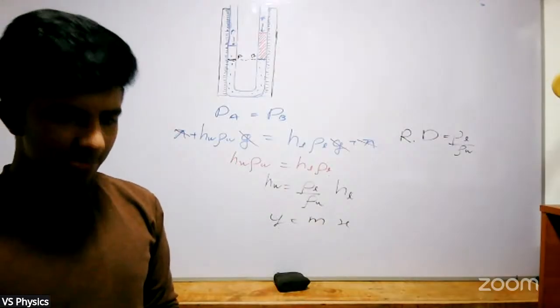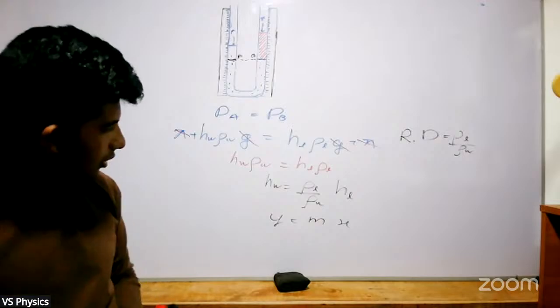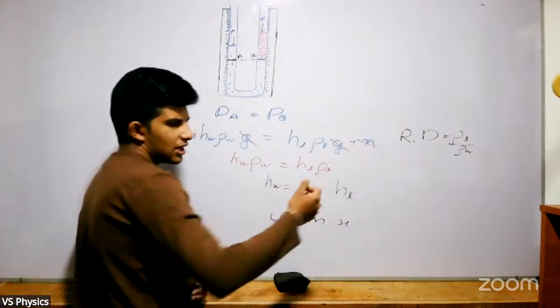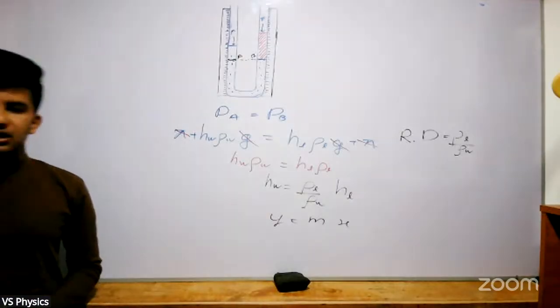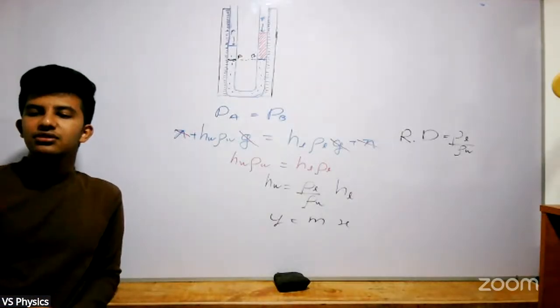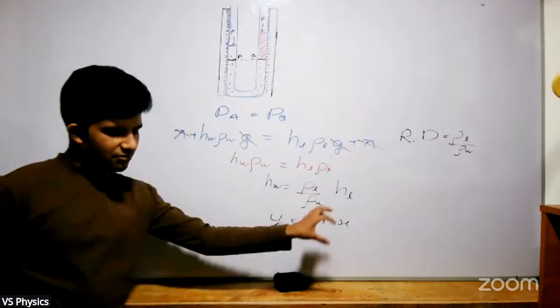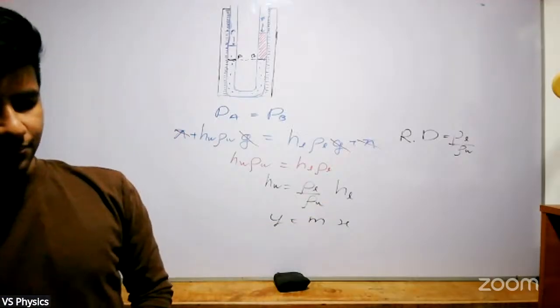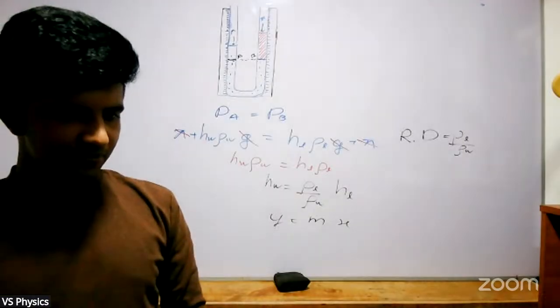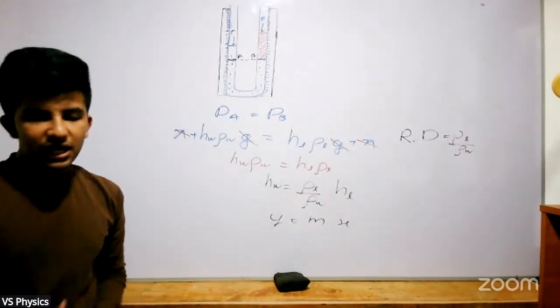Another thing is that for the y equals mx graph, when you are drawing the best-fit line, you should get no constant c. That is clear.